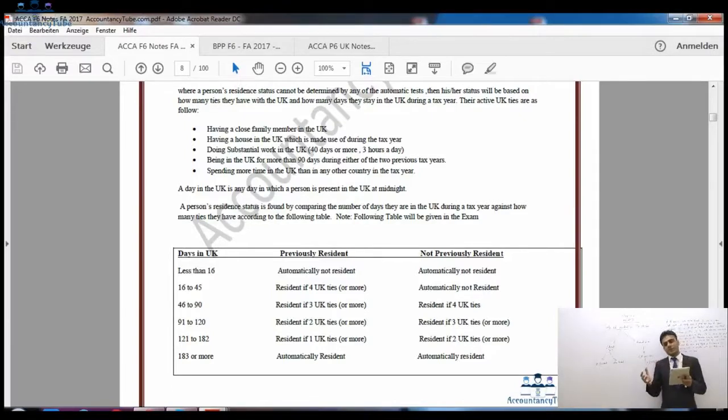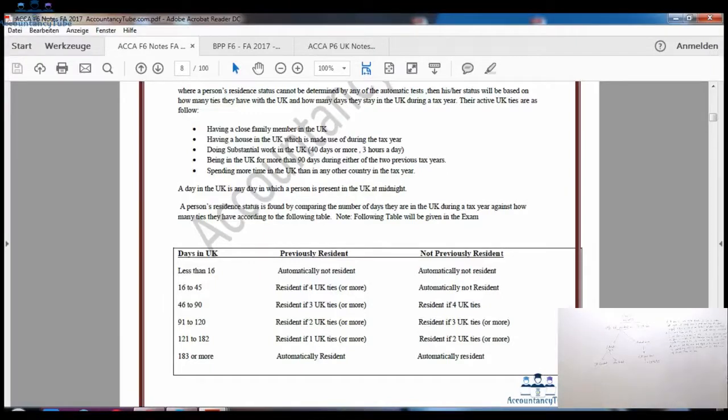We will see those ties later, but first look at the table given at the end of this page, which tells us how many days you spend in the UK and then how many ties you need in order to be considered UK resident. So just pause the video and look at this table if you want. I will just quickly go through it. If you want the details, just pause the video and read it through, please.